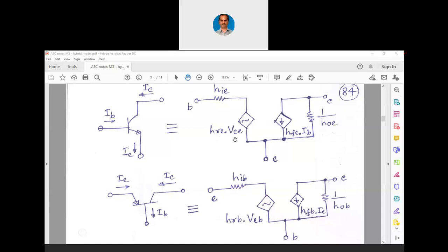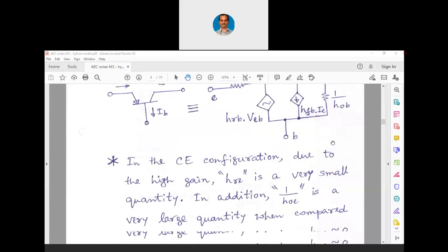So in that way, we can directly write an equivalent circuit which is as good as the RE model, where we write the hybrid model for the transistor only with HIE, HFE into IB and 1 over HOE. Now using that, we can solve all those exercises which we had solved in the first module. Okay, that is the idea here. Let me proceed.